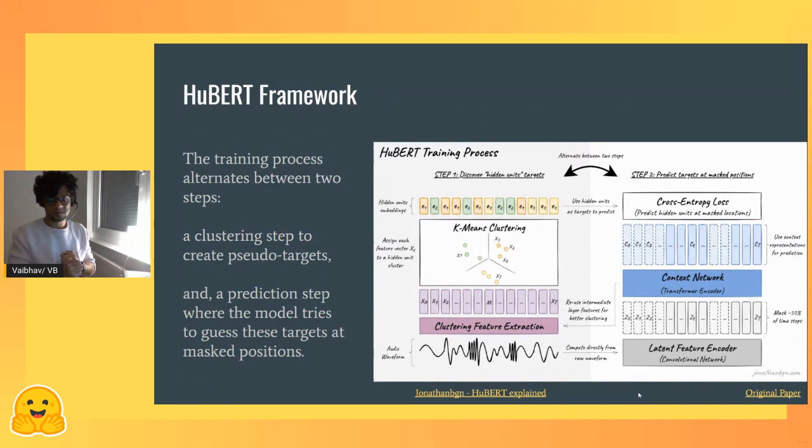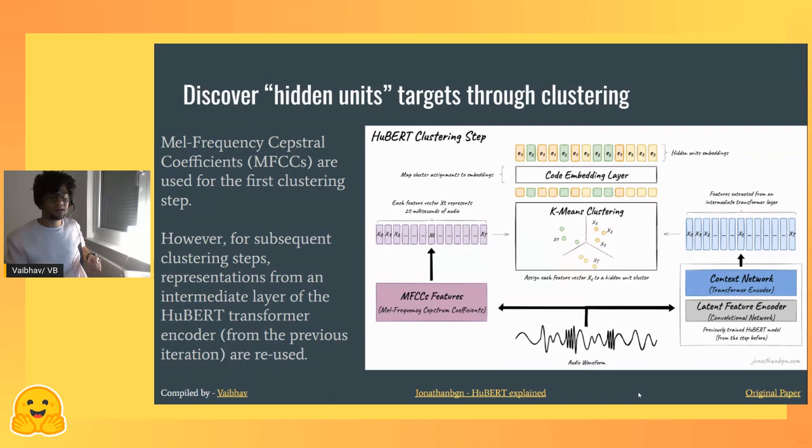Cool. I would probably ask a question, something which did not really make sense to me, or something that I was thinking about. In the paper, they mention that the way clustering works is that at first they use these MFCC features from the audio waveform itself, right? And then they use them for k-means clustering at the first step, right?